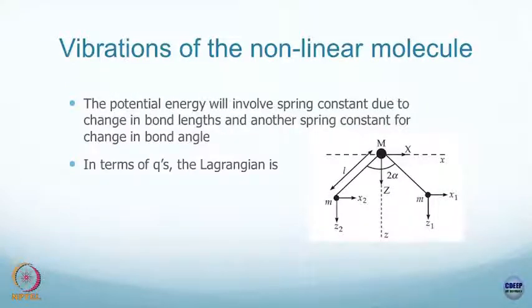So, this is what I am saying, you will have a spring constant, it is all simple harmonic. Let us take small displacements, let us not do violent vibrations; the vibrational modes are small displacements about the mean positions. So, they will all be simple harmonic, okay. And let us take the spring constant due to change in bond lengths to be kappa subscript L, and another spring constant due to change in bond angle as another kappa alpha, and in terms of Q you can write the Lagrangian for the system.